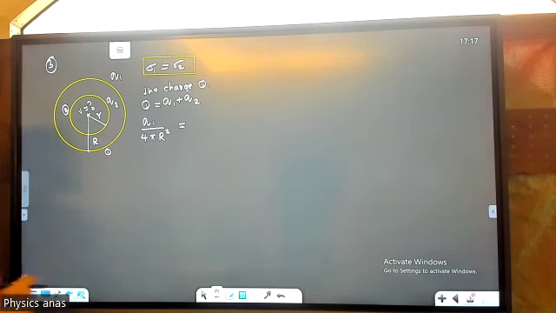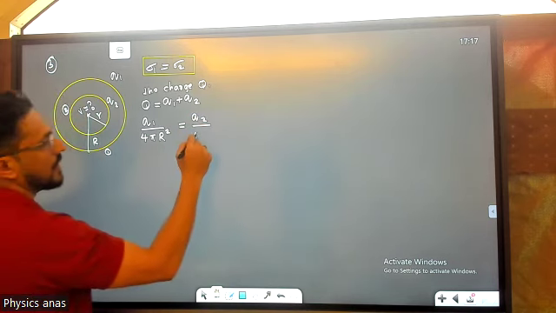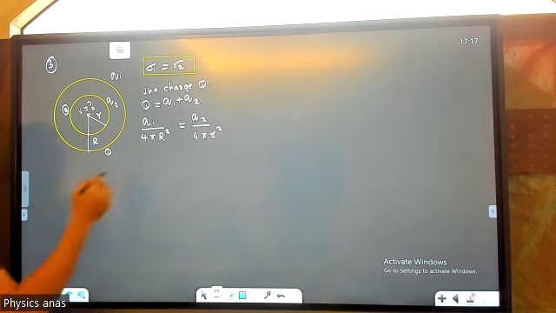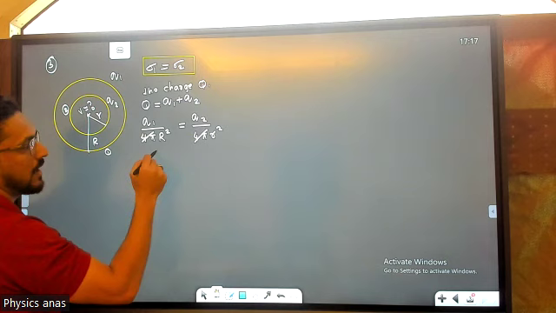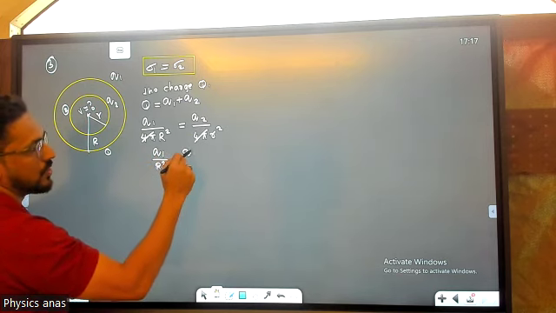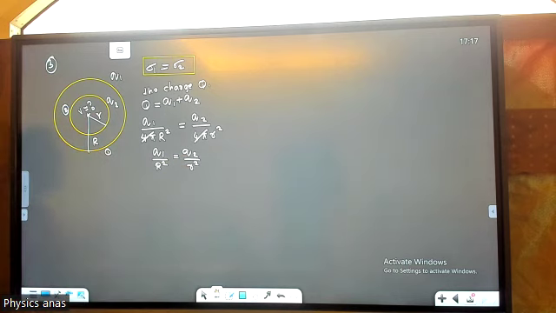Okay? Just here, Q1 by 4 pi R square. And what is sigma 2? That will be Q2 by 4 pi small r square. Right? That means this 4 pi will be gone. And Q1 by R square will be equal to Q2 by small r square. You can cross multiply it. I will be just writing this like this. So this is the idea.